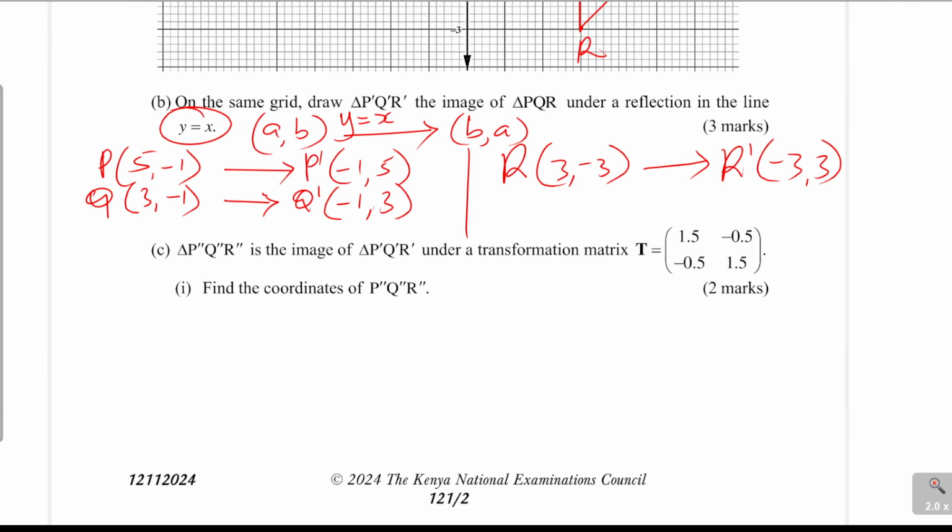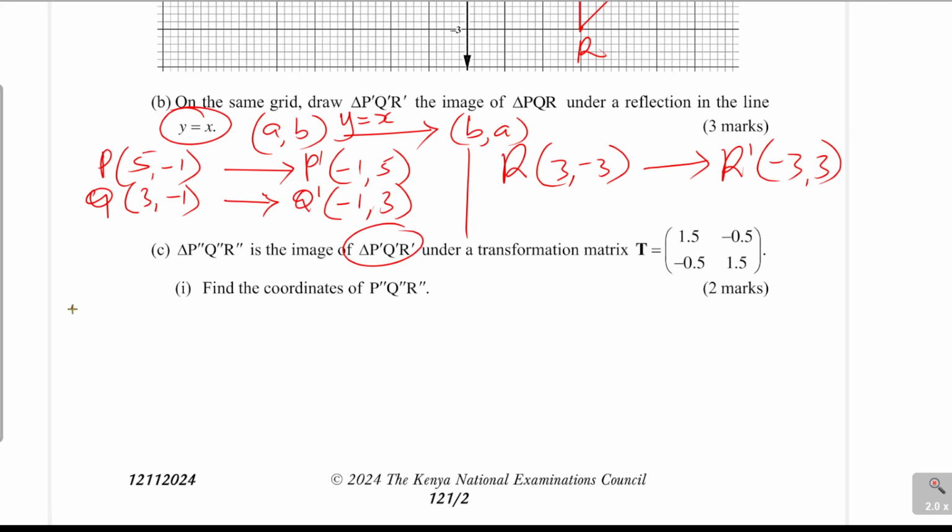The other part: triangle P double prime, Q double prime, R double prime is the image of triangle P prime, Q prime, R prime, and a transformation matrix is given there by T. Find the coordinates of P double prime, Q double prime, R double prime. So you have the matrix of transformation. Now to transform this triangle, you need to pre-multiply with this matrix of transformation. Pre-multiply this triangle, P prime, Q prime, R prime.